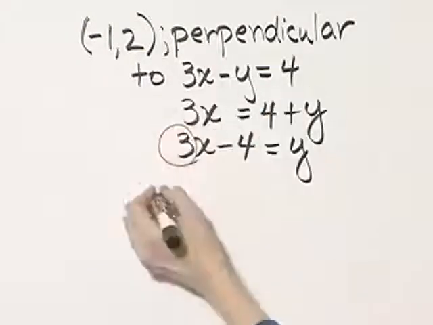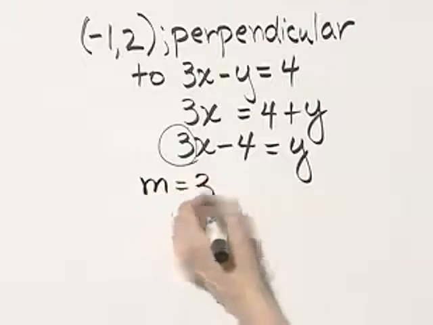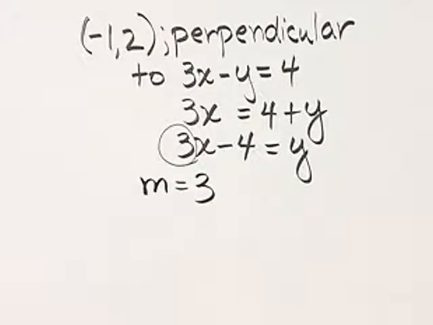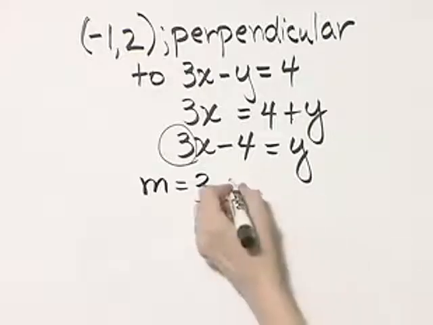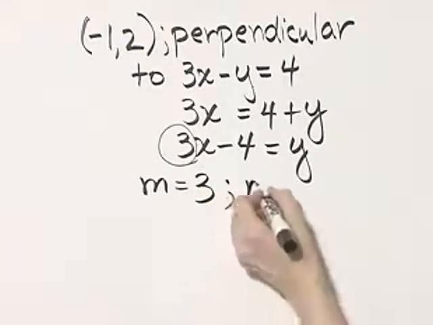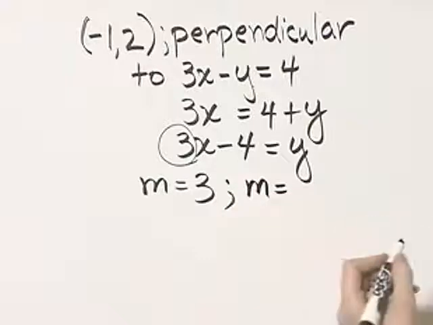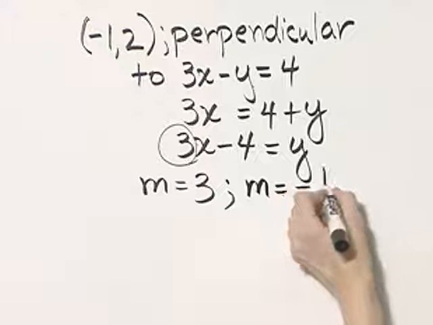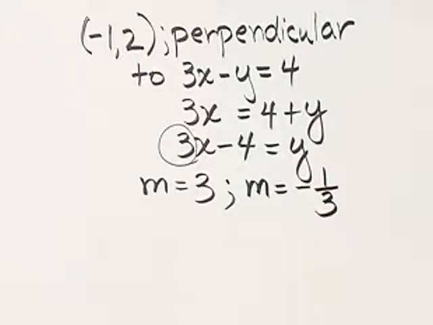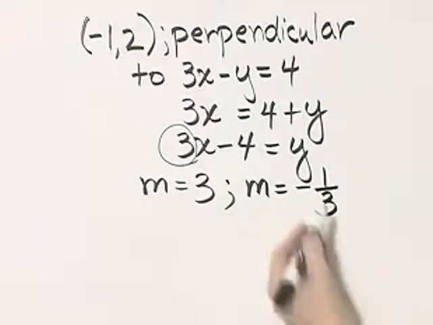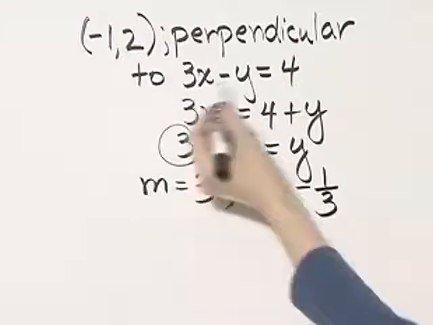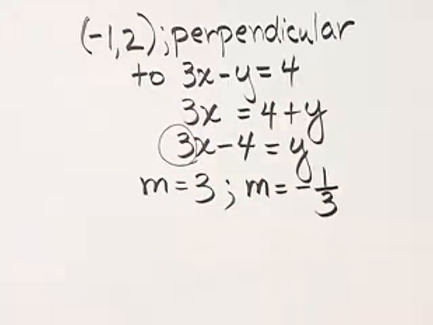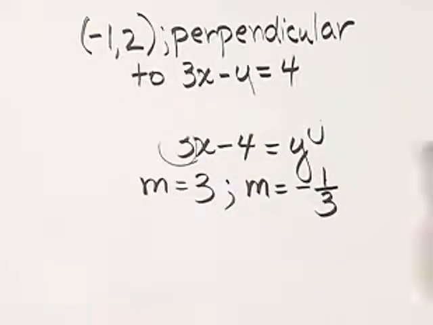Once we've solved for y, don't forget the coefficient of x is the slope. Now the slope of this line is 3, but I don't want a line parallel to that line. If I did, I'd use the slope of 3. I want a line perpendicular, so I'll use a slope that's the negative reciprocal of this slope. That would be negative 1/3. Any line with a slope of negative 1/3 will be perpendicular to the graph of this line. All right, so keep that in mind. There's my slope.